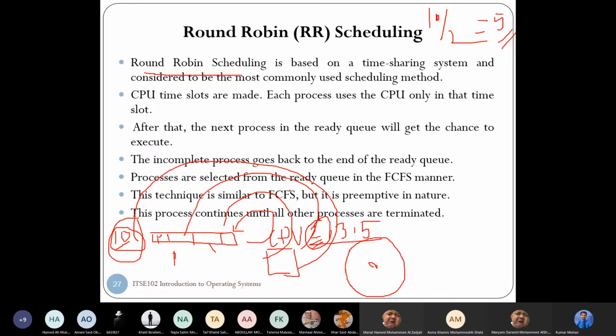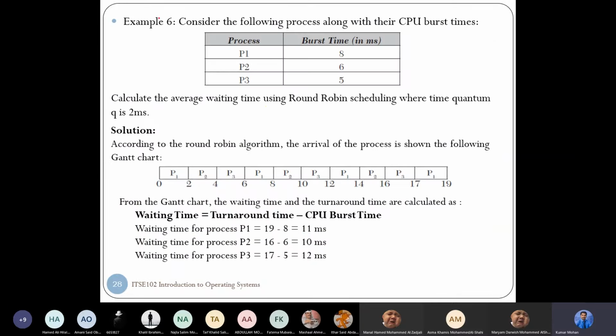Here, the next process in the ready queue will get the chance to execute. The incomplete process goes back to the end of the ready queue. The processes are selected from the ready queue in first come first serve manner. It is similar to first come first serve, but it is preemptive. Preemptive means it will come back again to the process.